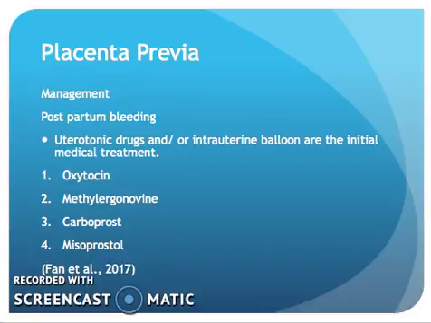Management of postpartum bleeding. Administration of uterotonic drugs, and also an intrauterine balloon, are the initial medical treatment. Uterotonic drugs such as oxytocin, methylergonovine, carboprost, and misoprostol are the most used medications to stop bleeding for postpartum patients.